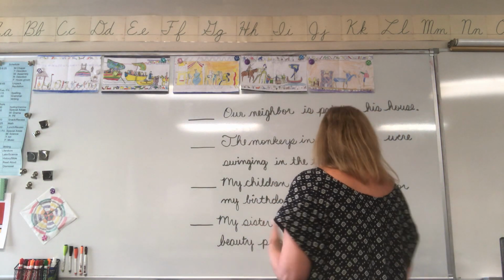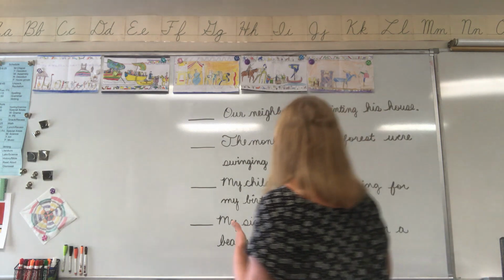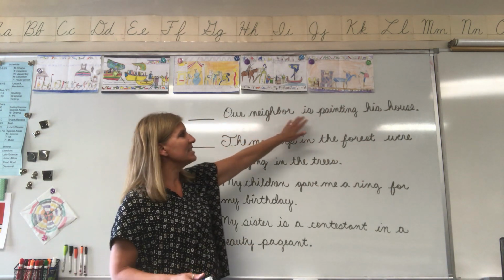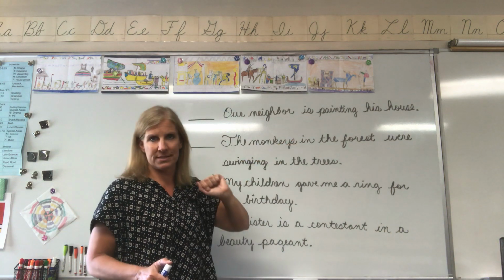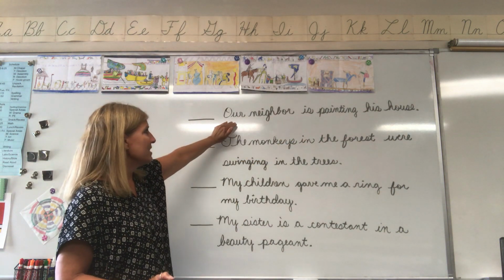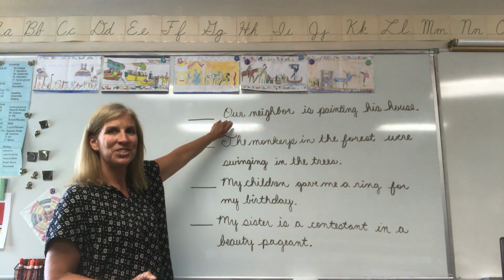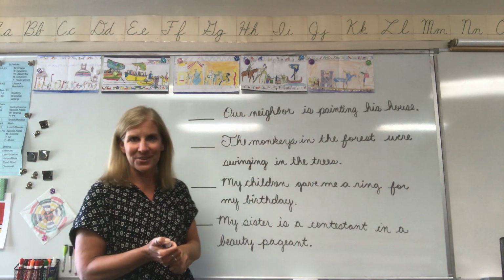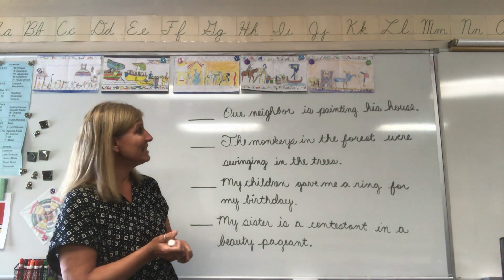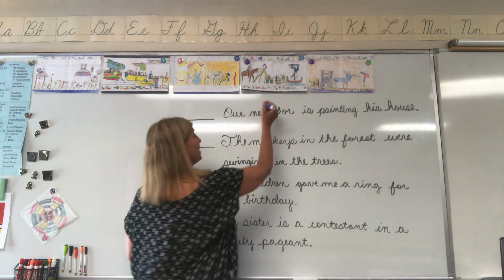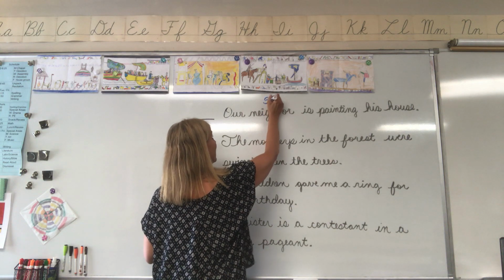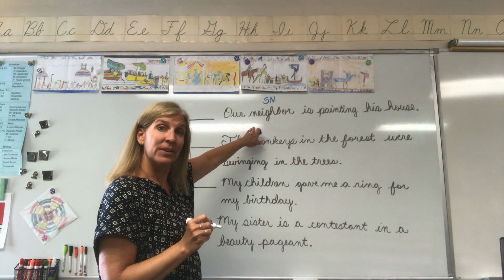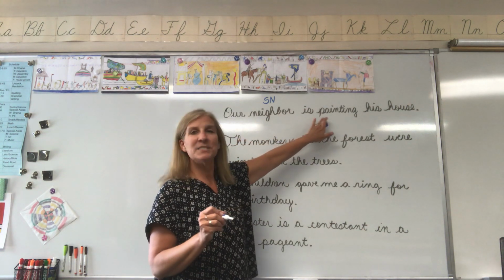We're going to start with the very first sentence. The first sentence says, "Our neighbor is painting his house." Let's go ahead and ask some questions here. Our neighbor is painting his house. Who is painting his house? Neighbor. Subject, noun. What is being said about neighbor? Neighbor is painting.